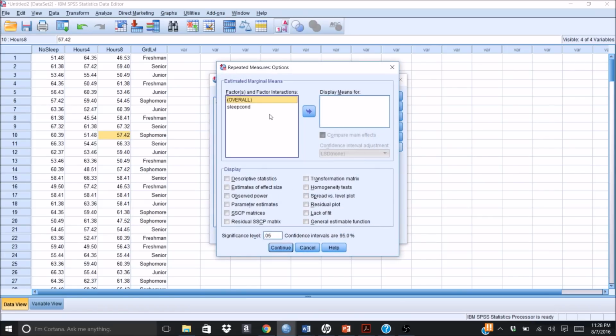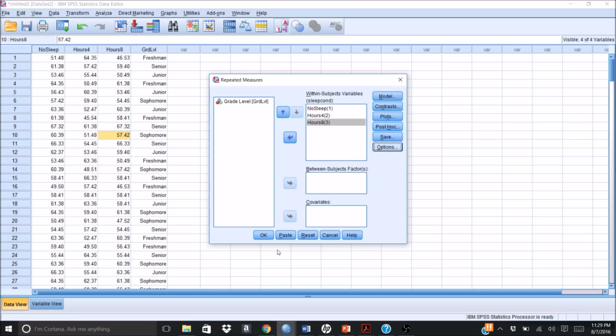I do want to go into options. This is extremely important. For my sleep condition, I want to go to compare main effects. This is important because this is where we're going to get our post hoc. We're going to go to Bonferroni, as you can see, and this is where we'll get our post hoc analysis. I also want to grab my descriptive statistics, and I am going to hit OK.